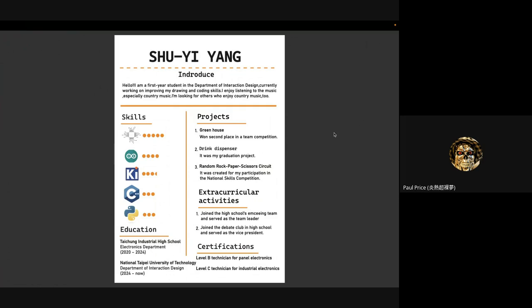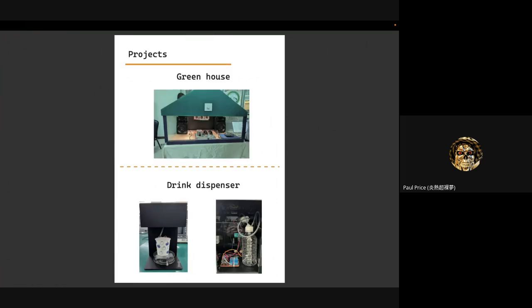Let's see my projects. The first project is a greenhouse. We won second place in a team competition. And the second is a drink dispenser. It is my graduation project. And the third is random rock, paper, scissors circuits. It was created for a national skill competition I attended, but I didn't win, so it's okay. And then I have certification. It's level B and level C technician for panel electronics and industrial electronics. And then it's my project. Yeah. It's really simple.